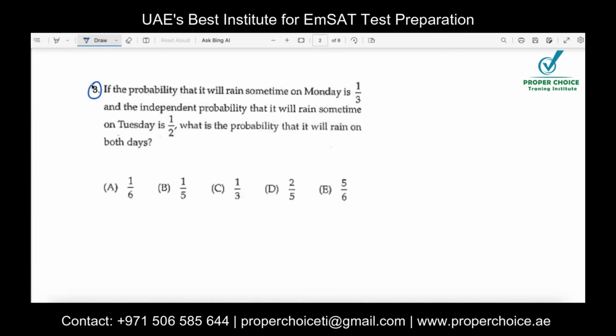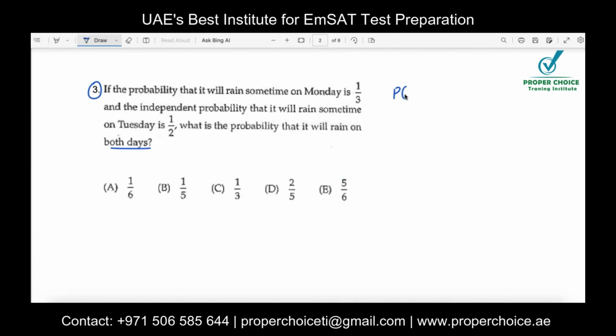Let's work on question number 3 here. The probability that it will rain sometime on Monday is 1/3, and the independent probability that it will rain sometime on Tuesday is 1 by 2. Now, what is the probability that it will rain on both days? Raining on Monday and raining on Tuesday are independent events. And whenever I say independent, you just need to multiply.